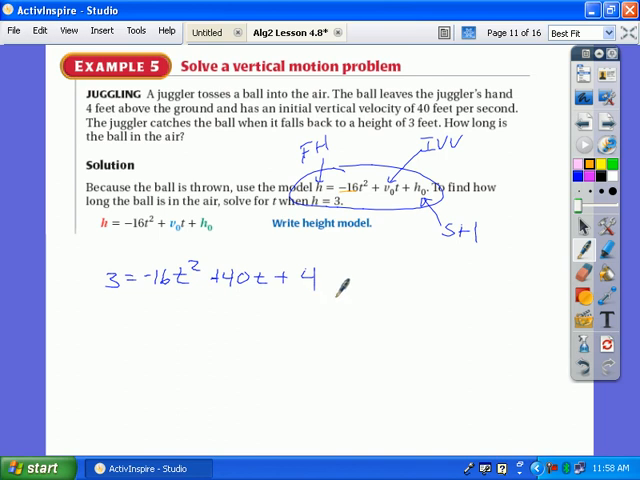The 4 was the starting height. The 40 was the initial vertical velocity. The 3 is the ending height. T is time in seconds. So what is the negative 16 in real life? What is that doing?